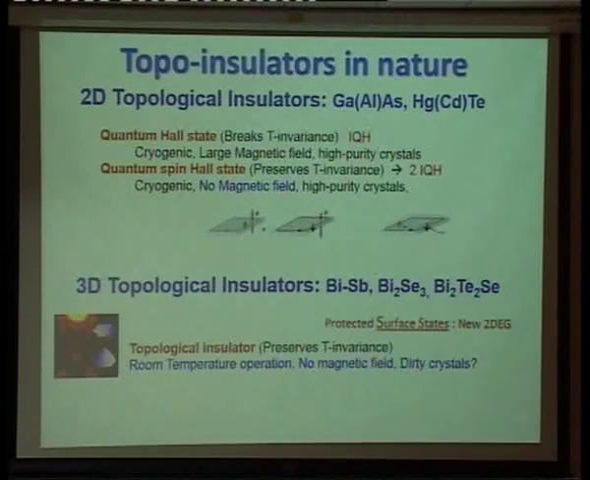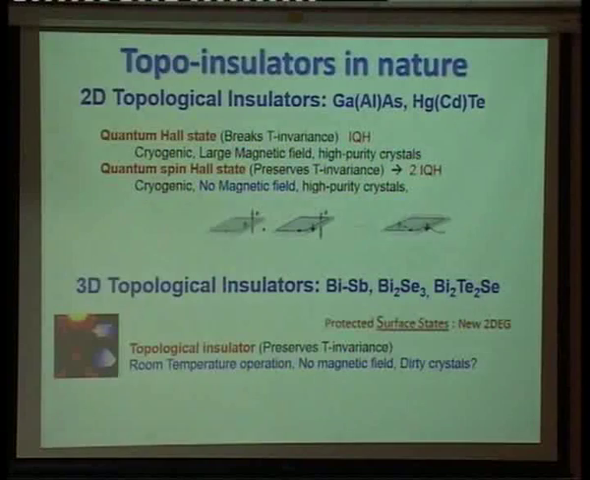So the interesting thing here is that with 3D TI it's far less restrictive. You can operate at high temperature, no magnetic field. Even in dirty crystals, you can see the topological protections. The surface states are there. You cleave it, it's just there. You cannot kill the surface state so easily. In fact, nobody has succeeded in killing the surface state.